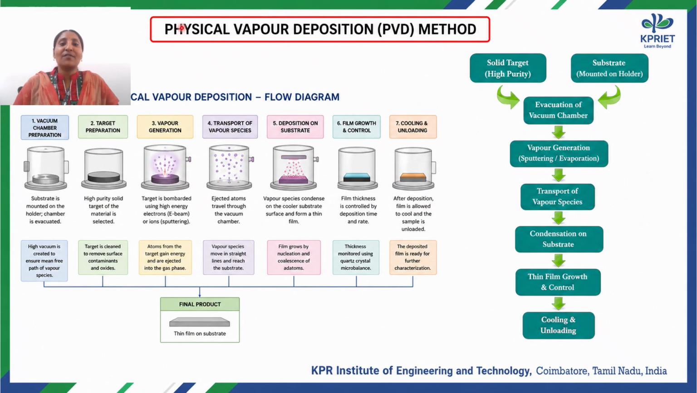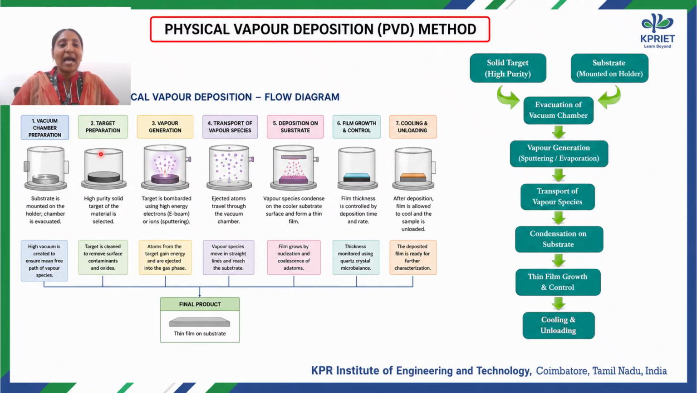Next one is physical vapor deposition. All of us know about PVD. It is a vacuum based technique used to deposit a very thin layer of material on a substrate. The process begins in a vacuum chamber. The substrate is mounted on the holder, and air is removed from the chamber to create a high vacuum. This prevents contamination and allows the vapor atoms to travel without collision with the gas molecules.